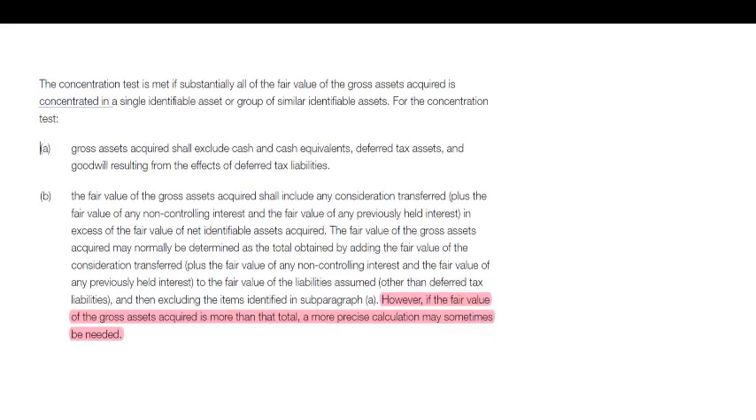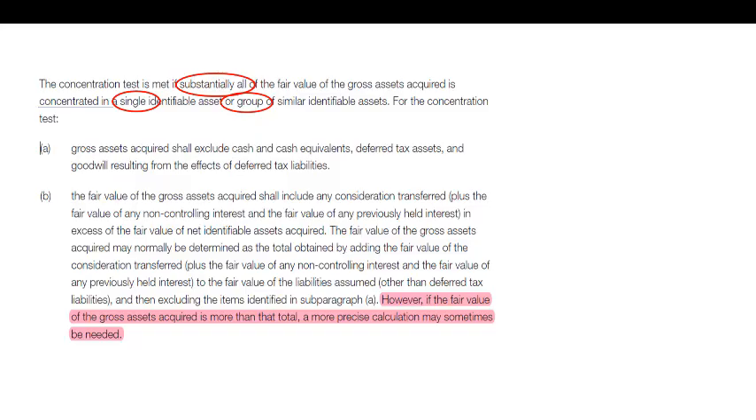So paragraph B7b says that the concentration test is met when substantially all of the fair value of gross assets acquired are concentrated in a single or group of similar identifiable assets. So how does the concentration test work?